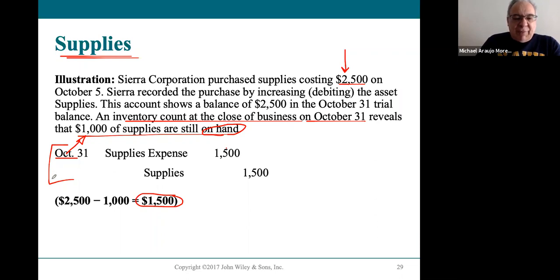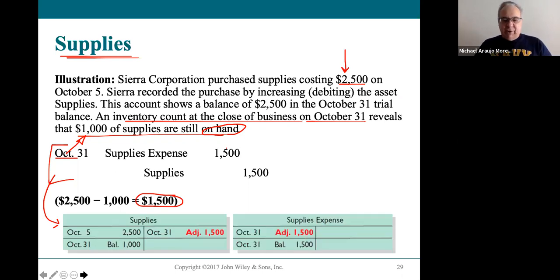What happens after we put everything in the journal? Well, it goes to their accounts in the ledger. And so once we post this entry into their appropriate ledger accounts, you'll see the balance in supplies is now $1,000, which is what we have right here. So that matches up quite nicely now. This record is accurate. And of course, you see this expense for supplies expense now has a balance.